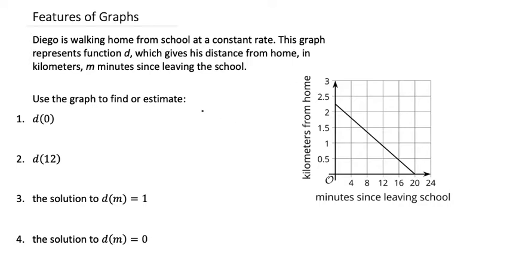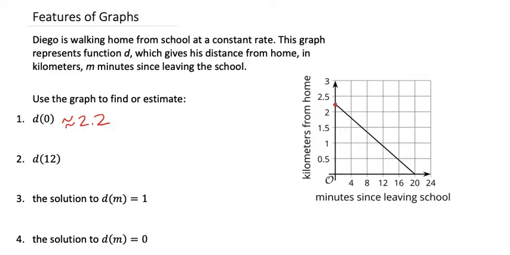Use the graph to find or estimate d of 0. So d of 0 means that 0 is the input or the x value. So looking at the graph, when x is 0, the line is right here, or it looks like it's at about 2.2. Now, I can't see what it is exactly. This requires a little bit of estimation on the graph because it's partway between 2 and 2.5.